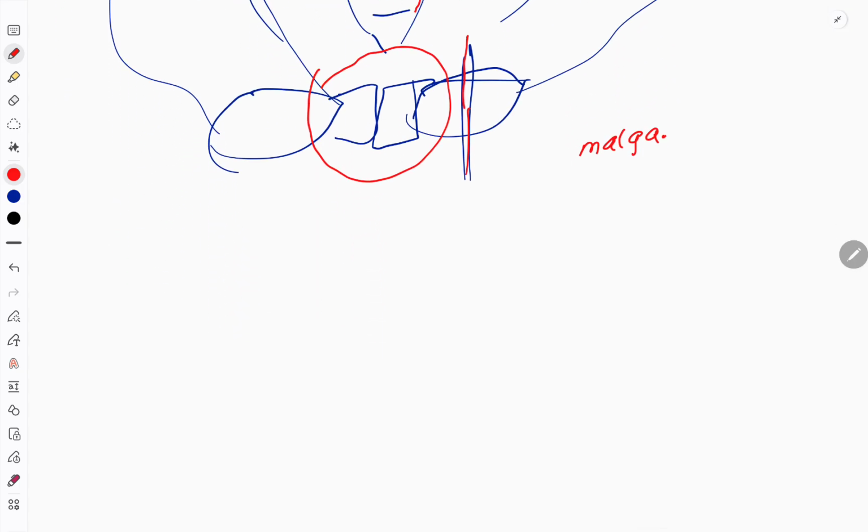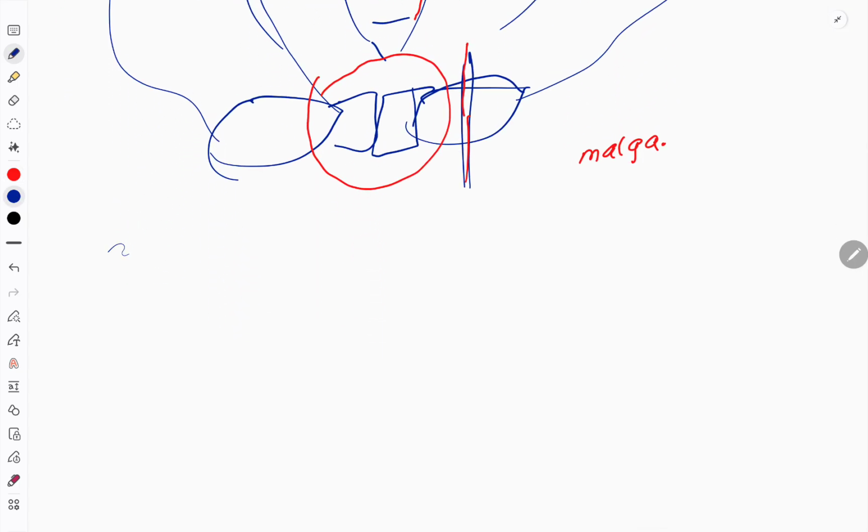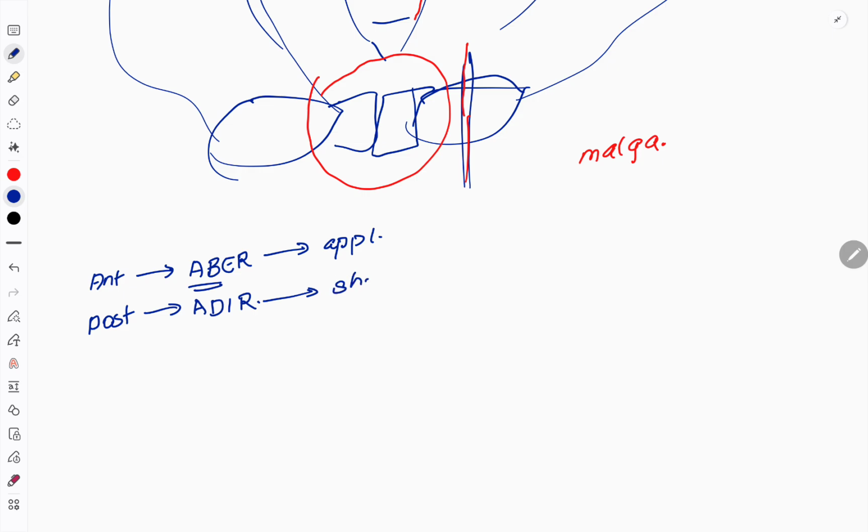Then there are 3 hip dislocations. I told you, whether it is leg or arm, if it is anterior, it is Abu. If it is posterior, it is Other. Now Abu is a very tall person, so there is apparent lengthening of the limb. Other means there is apparent shortening of the limb.